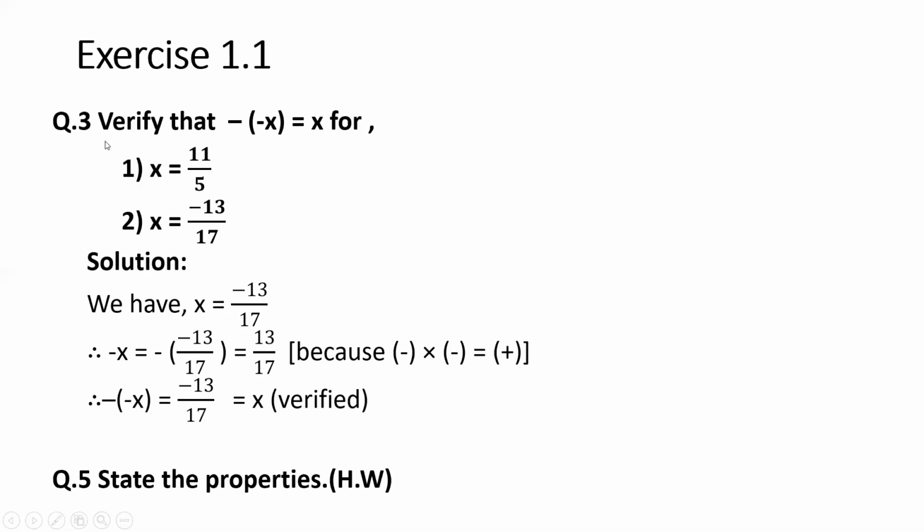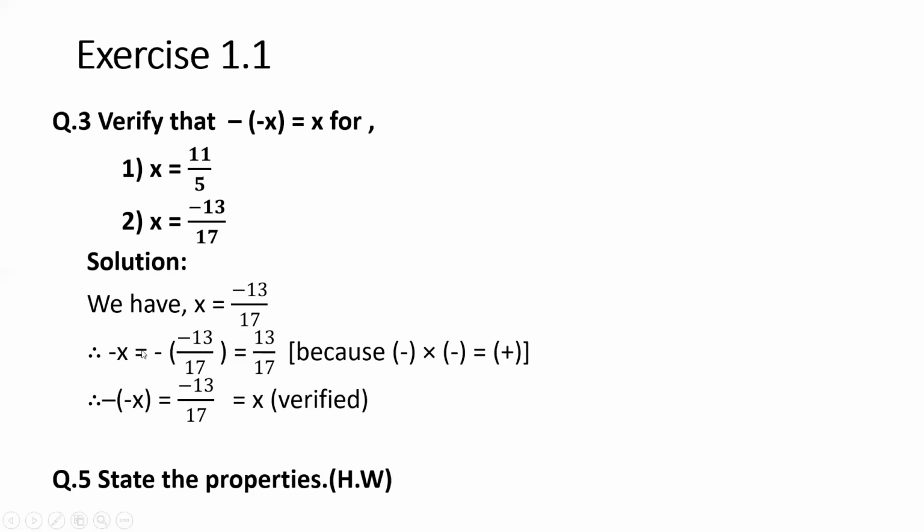Here, whenever you are asked to verify, that means you have to prove that the left hand side is equal to right hand side. So, here we are taking just one example of number minus 13 upon 17. We have x which is given minus 13 upon 17. But on our left hand side, we have minus of minus x. So, taking the left hand side minus x in the bracket that we have.